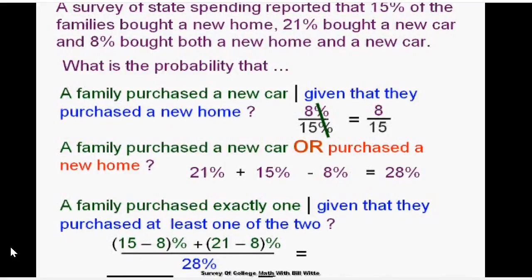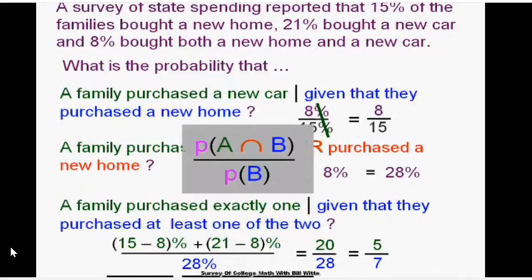We do a little simplification. 15 minus 8 is 7, plus 21 minus 8 is 13. So 7 plus 13 is 20 over 28. Oh, yes, there's a 5 out of 7 chance that they purchased exactly one, given that they purchased at least one of the two. That was a tough one.